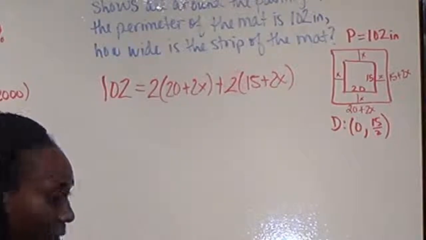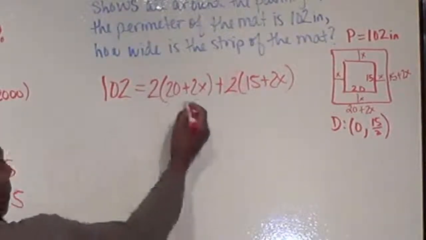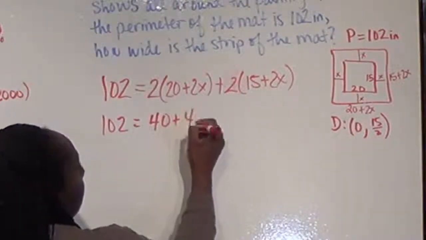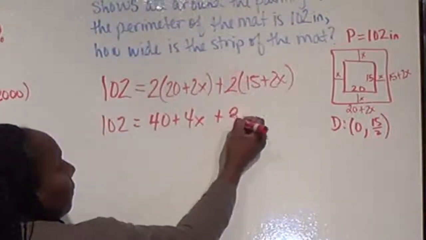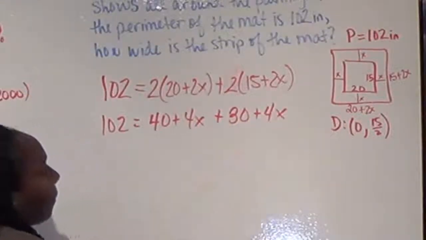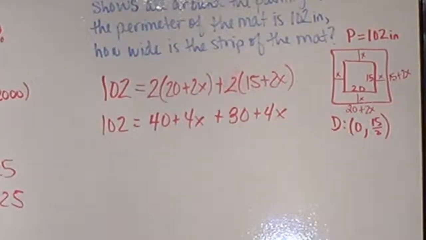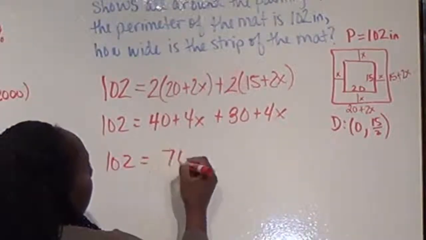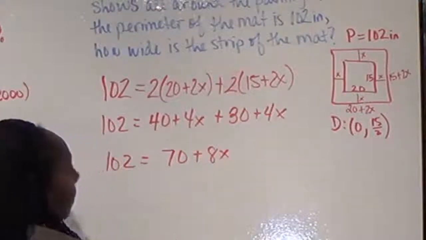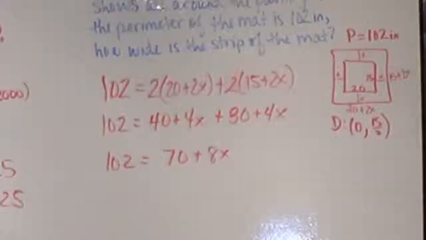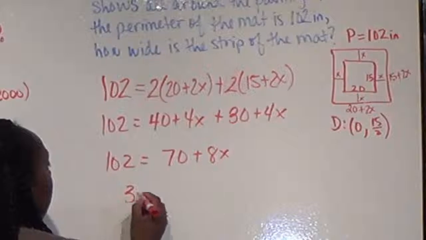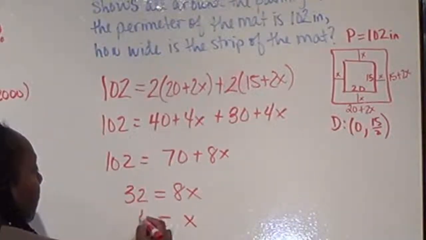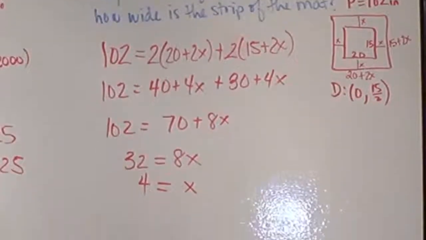Again, at this point, we can solve our equation. So we'll distribute. Go ahead and combine like terms. From there we can move the 70 to the other side and then divide out by 8.